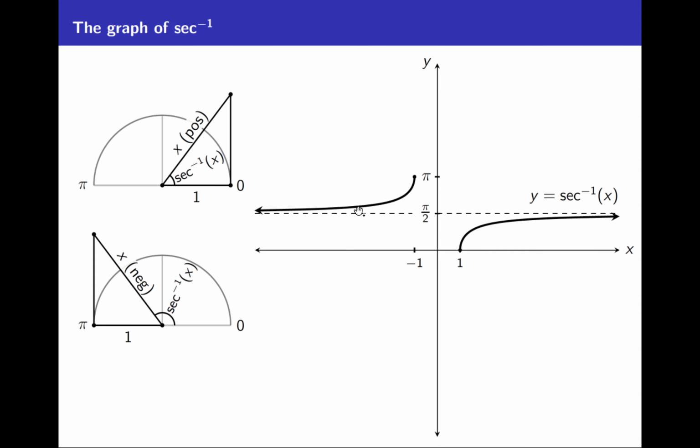Secant inverse is just a little bit bigger than pi over 2, but as x gets bigger and bigger in the negative direction, it's getting closer. It gets smaller and smaller, but getting closer and closer to pi over 2.